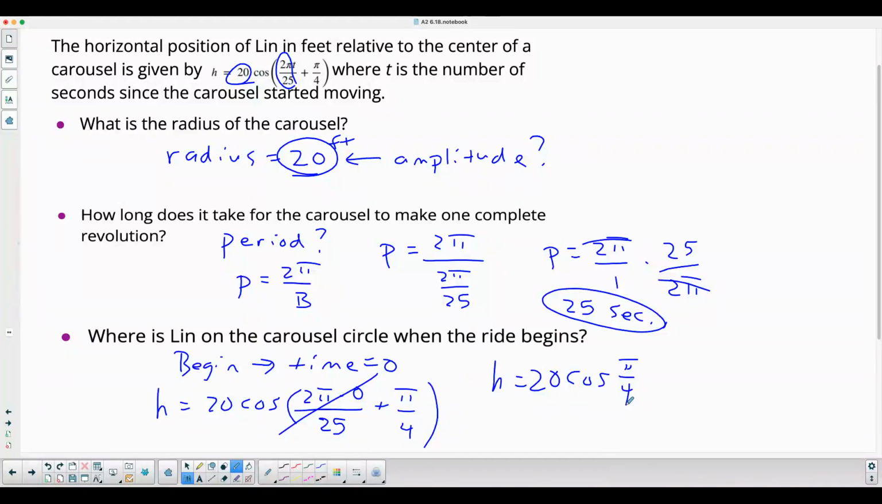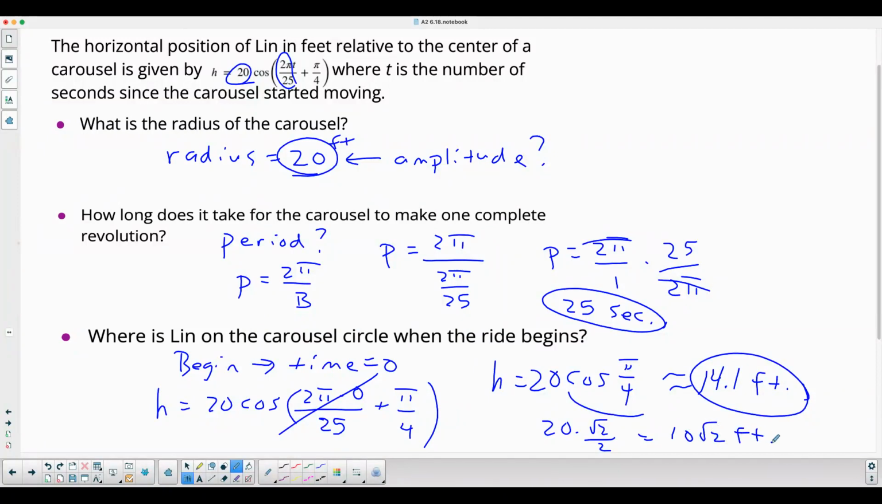You can do 20 times the cosine of pi over 4, which is going to give you 14.1 feet. Or you might remember that the cosine of pi over 4 on the unit circle is radical 2 over 2. So if I do that, I'm going to get 10 radical 2 feet. That's exact. If I type in 10 times the square root of 2, I'm going to get the same number, 14.1. This is better because it's exact, but either way would be fine.